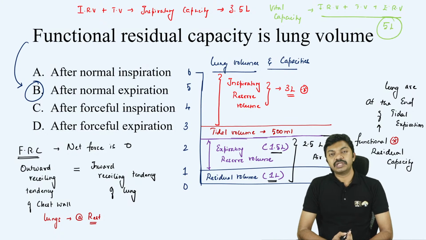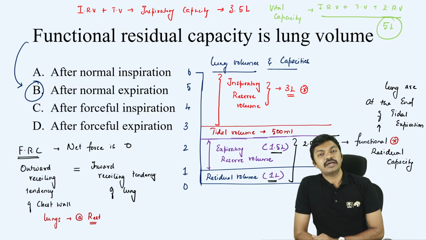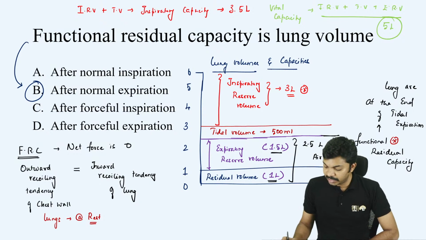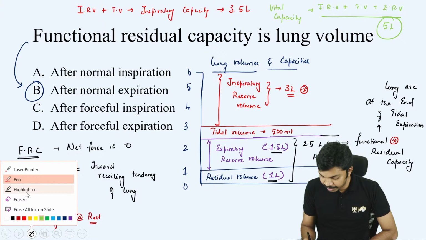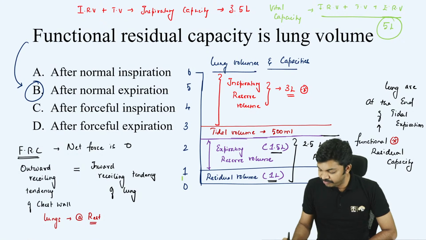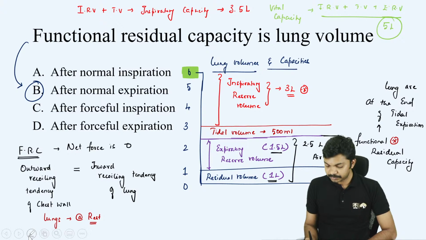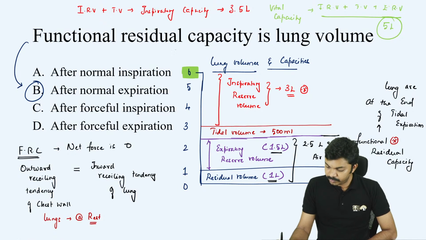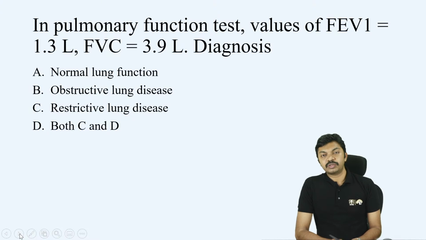And the last one is functional residual capacity, you know that, and total lung capacity that includes the complete amount of air. Alright, the complete amount of air that can be filled in lungs. So 6 liters is what is called total lung capacity. Total lung capacity. Fine, guys, that's the question. Now moving on to the next question.